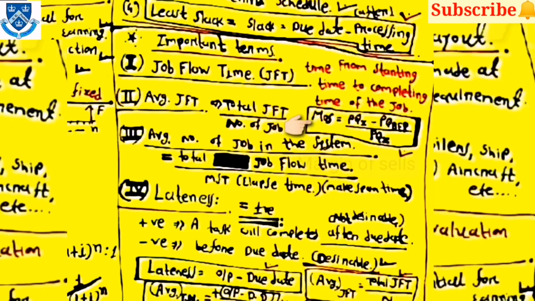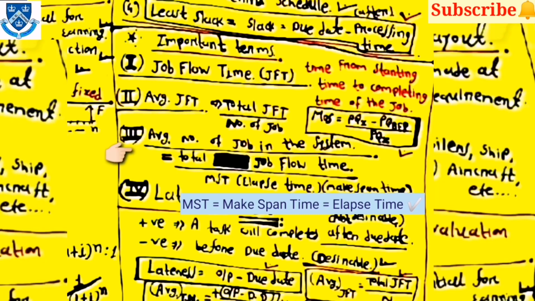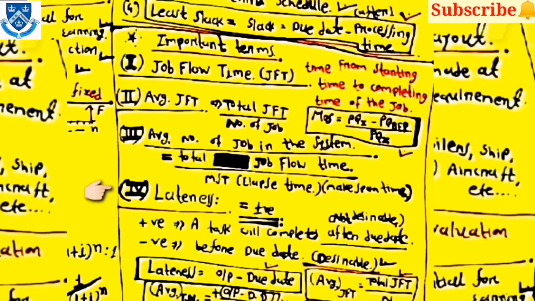Then the average number of jobs in the system is equal to total job flow time upon MST, or you can say the elapsed time. Here MST stands for makespan time. Then lateness: if it is positive, the task will complete after the due date, and if the lateness is negative, it completes before the due date, which is desirable for the process or for the job.